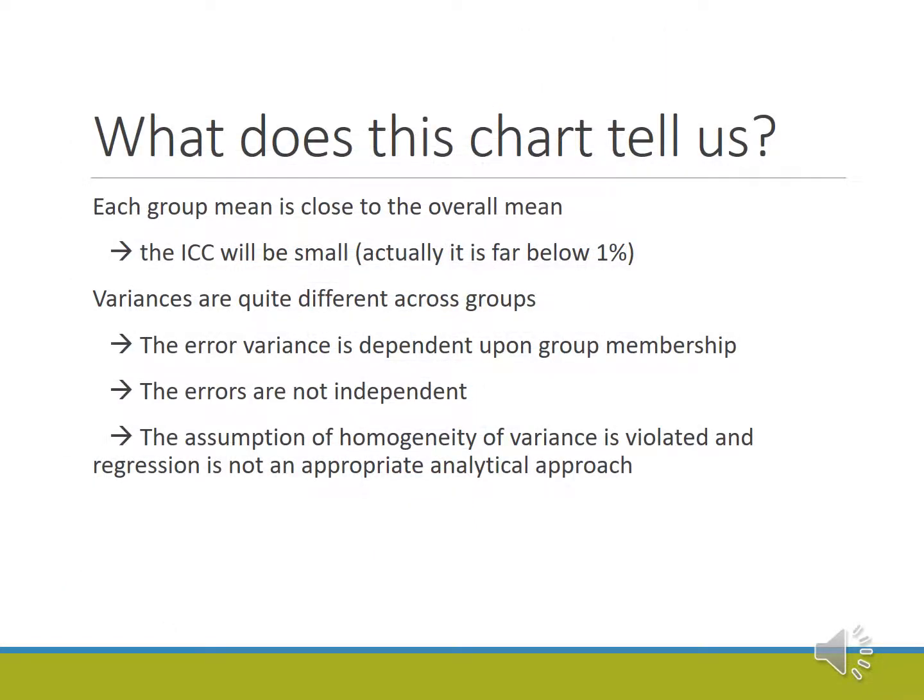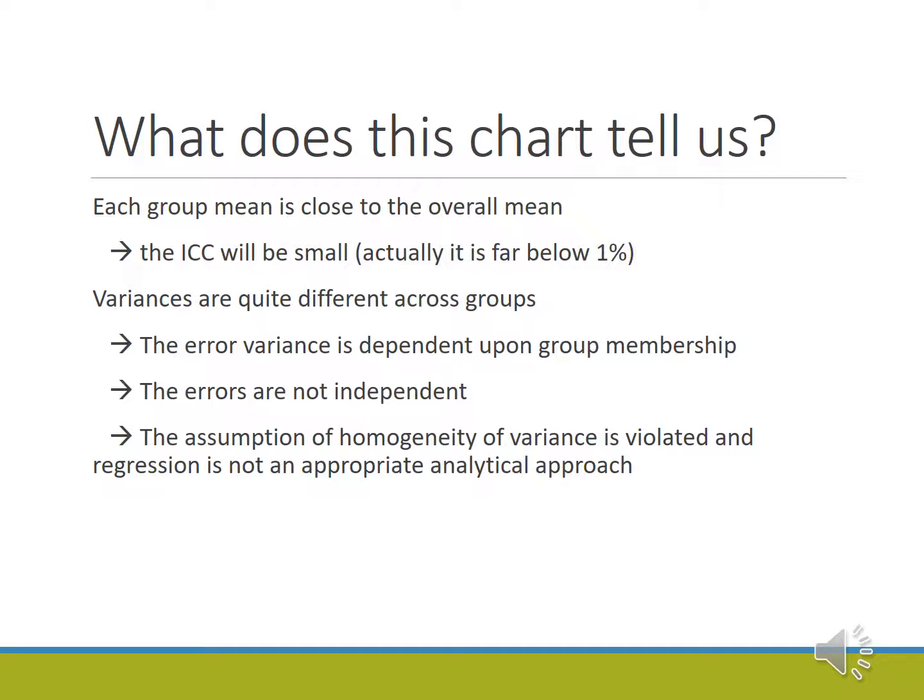So this means that while the ICC is small, and I already mentioned it's far below 1% in this data set, the variances are quite different across groups. What does that mean? That means the error variance is dependent upon group membership. That means the errors are not independent because they're dependent. And that means the assumption of homogeneity of variance is violated. And that is one assumption of regression. And therefore, you cannot run a regression with a data set where your homogeneity of variance is violated.